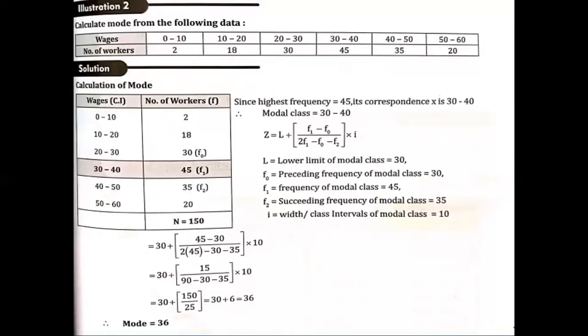So there is another problem where we can find out the mode. The highest repeated frequency is 41, that is F1. Preceding is 30, succeeding is 35. So put this into the formula, and you'll be getting the mode as 36.